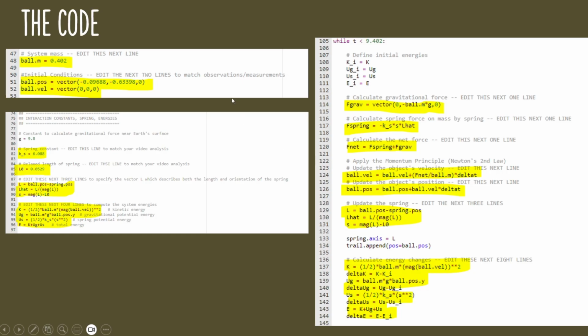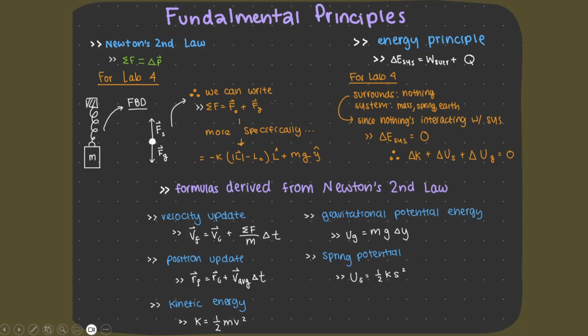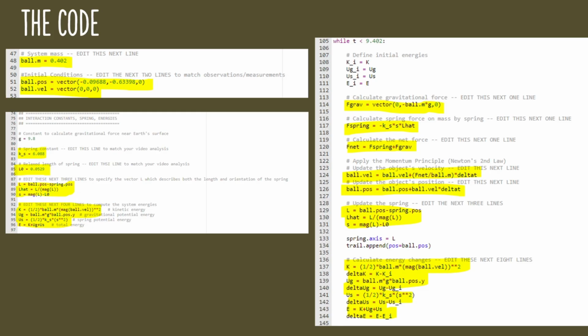And so the code is where I changed up some of the things. You can see that I changed the mass of the ball, the ball's initial position, and the ball's initial velocity. I also took the spring constant right here and the relaxed length right here, and then I made these equations, which were related to the ones I just mentioned, and also formulas derived from Newton's second law. You can see I utilized kinetic energy, potential energy, and the change in energy of the system, and then you can see me including those principles over here as well.